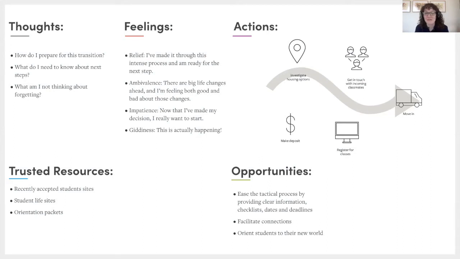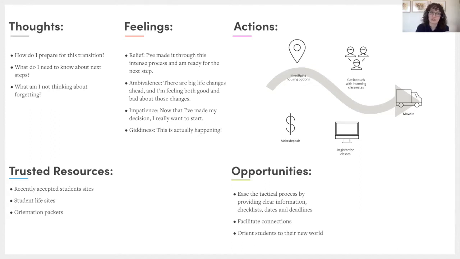So the actions in this phase include students investigating their housing options and selecting housing. They're making their deposit, they're registering for classes, and this is where they start getting in touch with other admitted students, the people who are going to be their classmates. We see a great desire here, again, for that person-to-person interaction, but here they're looking to connect with other students to get a sense of what it's going to be like for the next 4 or however many years. And finally, to moving in and being a current student.